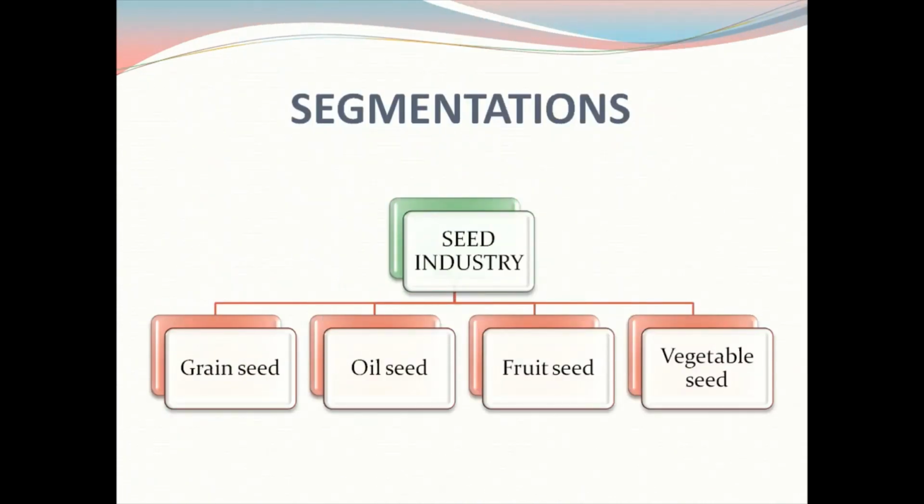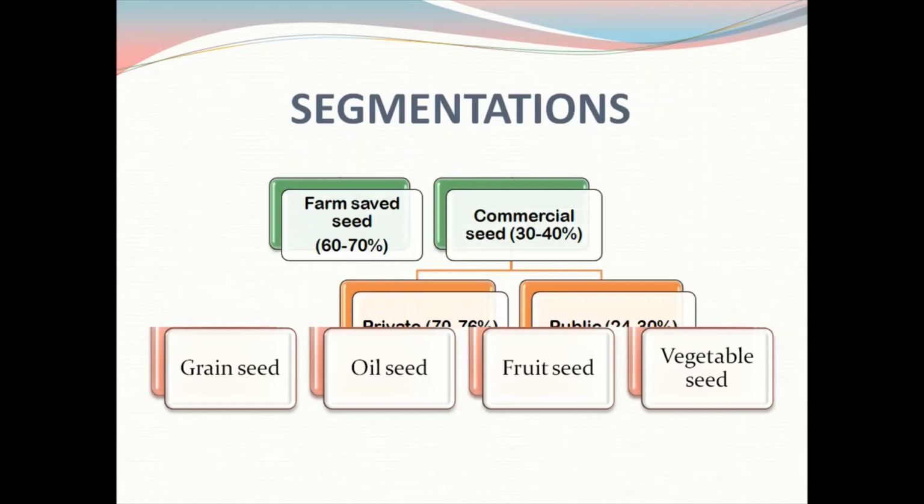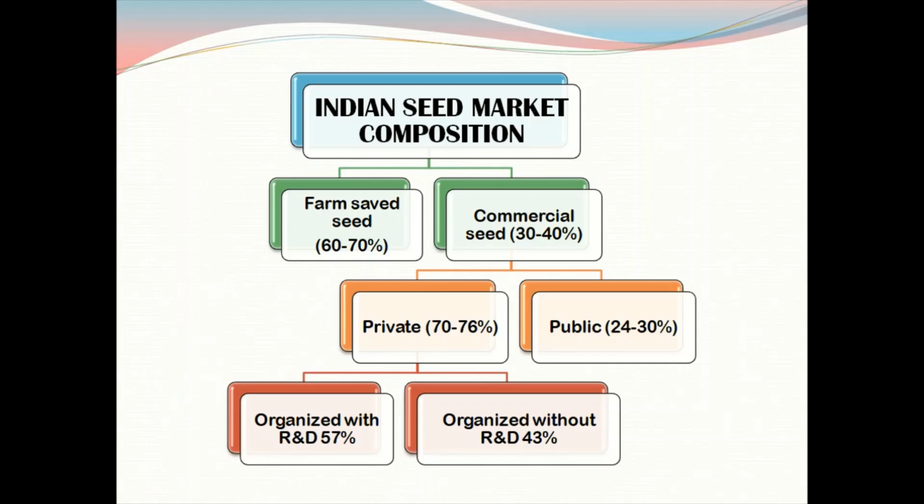Seed industry segmentation. The Indian seed industry is known to produce various grain seeds, oil seeds, fruit seeds, and vegetable seeds. Let us look into the Indian seed market composition.